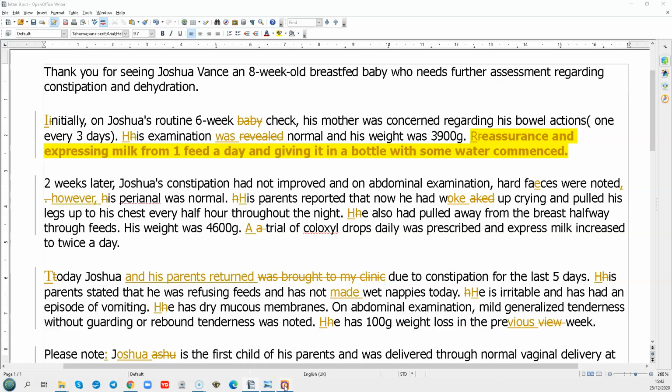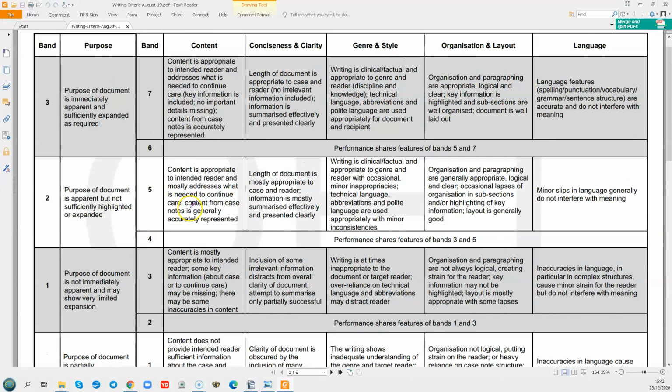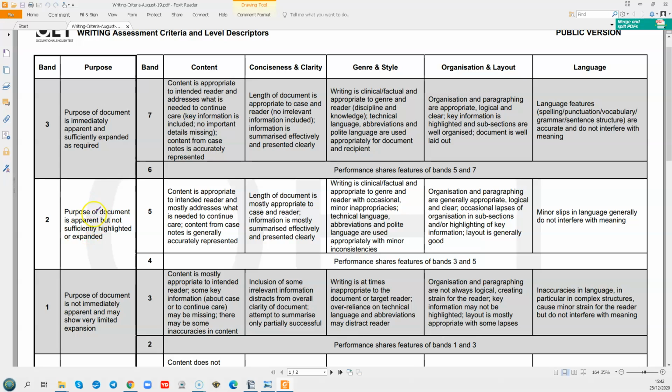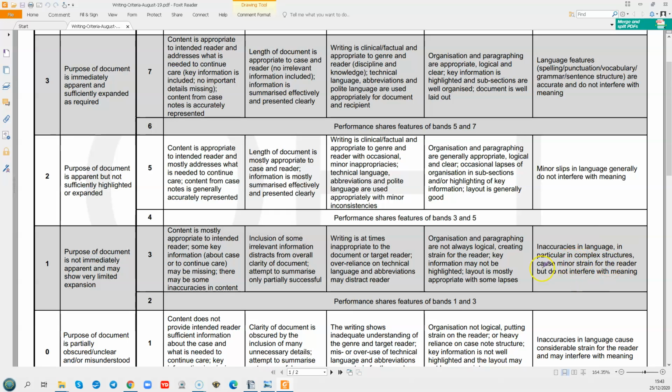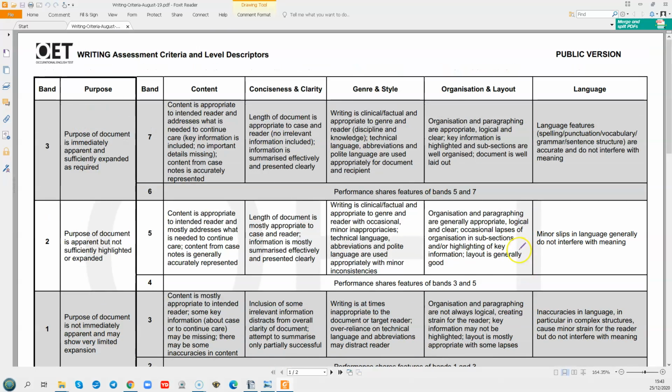So there's a few things there that need to be addressed. Purpose needs to be clearer. Content's not too bad. Not summarised so well. You've got a couple of sentences that are virtually lifted straight from the notes. Genre style's not too bad. Organisation could maybe be a little better. Those subsections, those simple sentences, you should join those. Minor slips, don't really interfere with meaning, but it's not as clear as it could be.